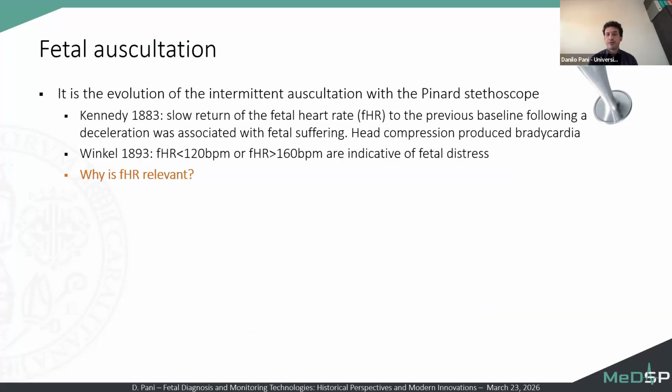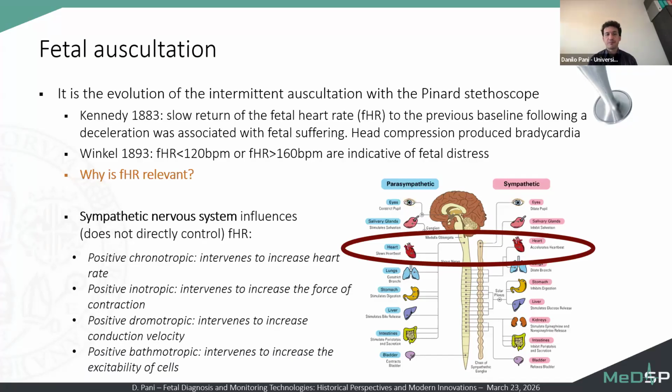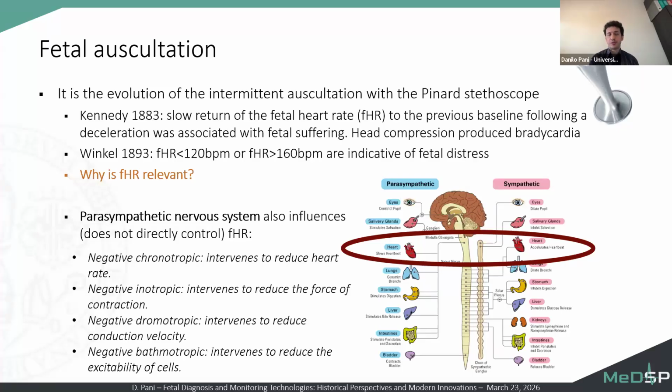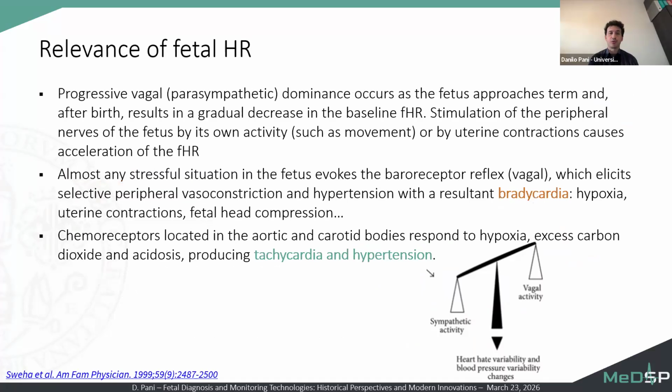Fetal heart rate is relevant, of course, not only because it says that the fetal heart is beating, which is already something interesting, but also because the modulation of the fetal heart rate is managed by the combined interaction of parasympathetic and sympathetic nervous system that, roughly speaking, operate in antithetic way. So the sympathetic nervous system has an effect aiming to increase heart rate principally, and parasympathetic operates in the opposite way. So it's the balance between these two systems that creates what we say a sympathovagal balance. That is the way that fetal heart rate is controlled by the autonomous nervous system.